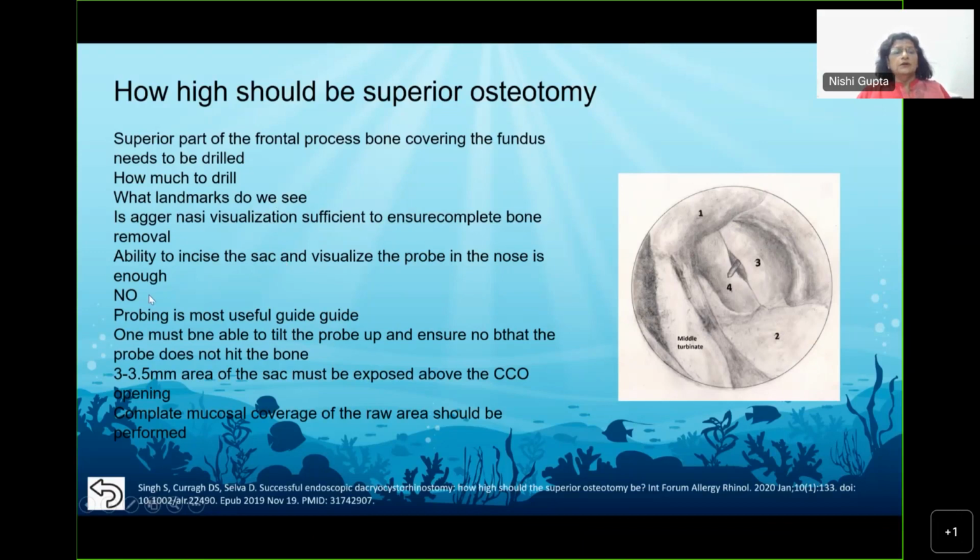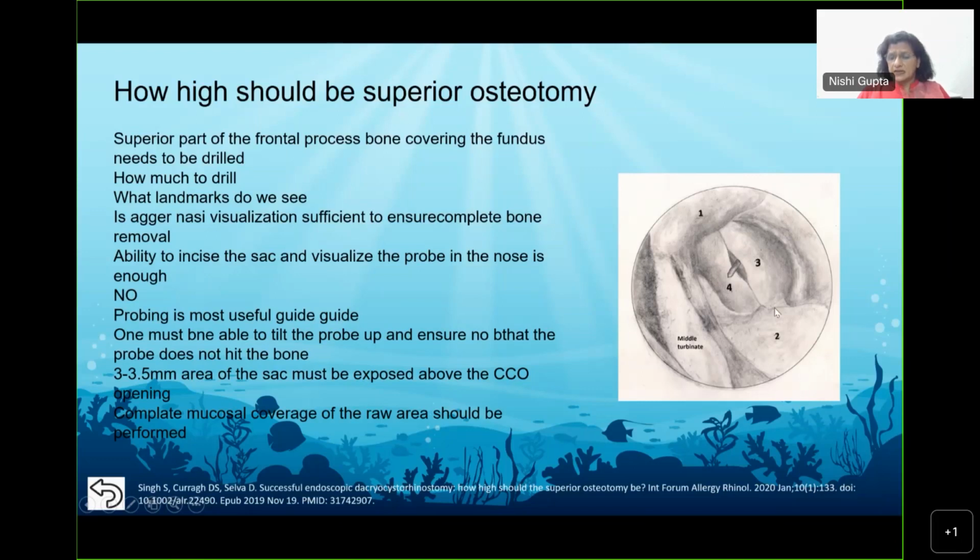No. Why? Because probing is the most useful guide. And one must be able to tilt the probe up superiorly and ensure that it does not hit the bone. So this is around a 3 to 3.5 millimeter area of the sac which must be exposed around the common canaliculi. And as per this study, they have measured, and even we have measured, if we just see the probe abutting along the superior surface, along the bone superiorly, then the DCR is likely to fail. And complete mucosal coverage that I just described.